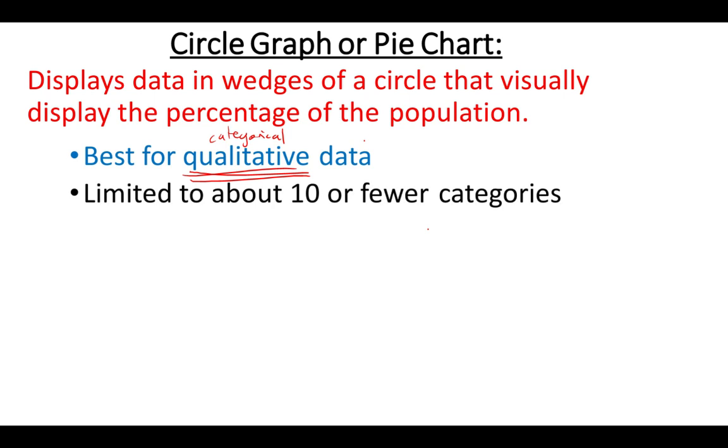In general, we're limited to about 10 or fewer categories for this. You could do more, but then your pie graph gets a little bit congested, a little bit hard to see. So about 10 or fewer categories is normally good.